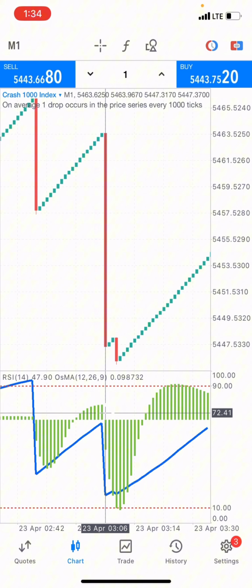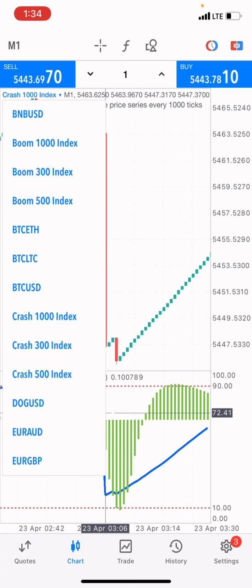Okay, I always bring you guys strategy that always works. This strategy works, I'm just showing you how you can see that for yourself. All right, so we're going to the Boom 1000 index market. The strategy is only for Crash 1000 and Boom 1000 alone. That's what it has been tested for.